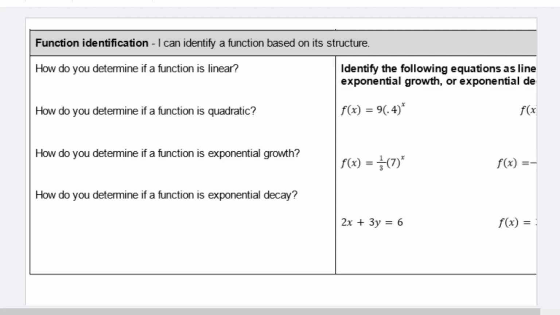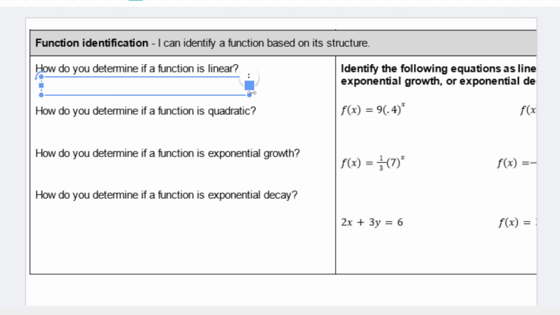It's really important when you're working with functions to be able to determine what kind of function you're dealing with. In this half of the year, we focused on linear functions, quadratic functions, and exponential functions. And so this video is to focus on how to tell what kind of function it is.